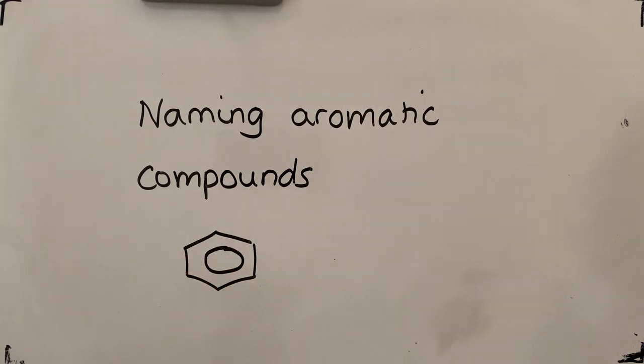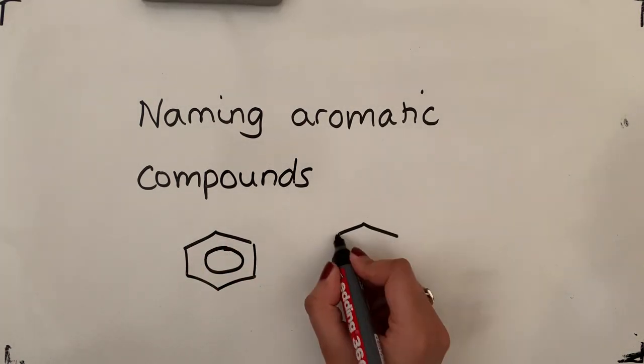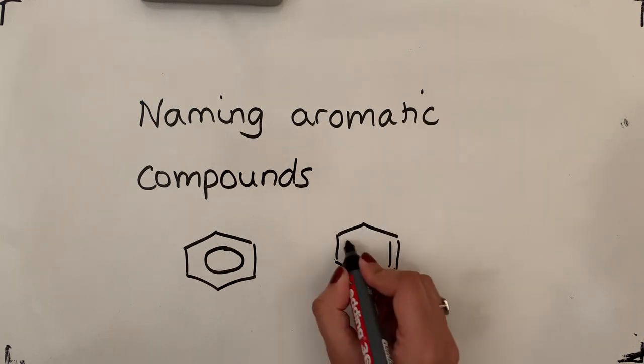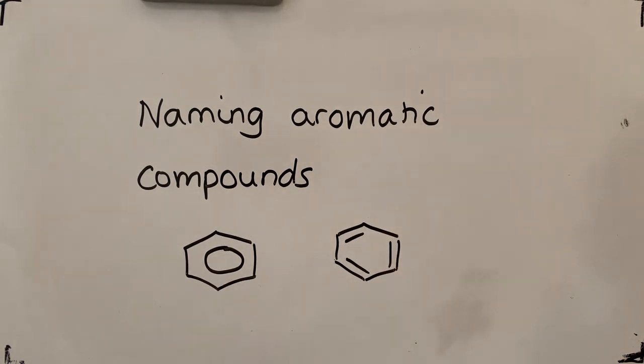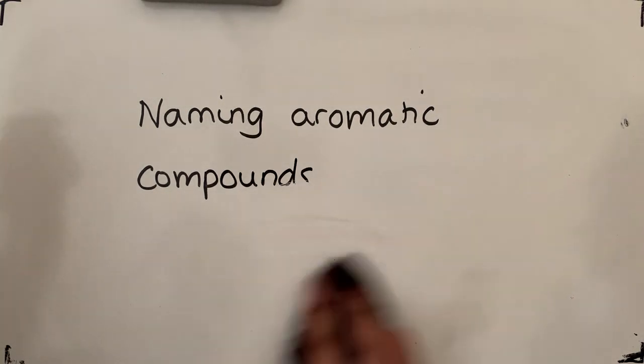That's just representing the delocalized model. You can also draw Kekulé's benzene with the alternating double and single bonds. Both are acceptable. So anything that contains a benzene ring is classed as an aromatic compound. So this is the simplest aromatic compound, which is benzene, and therefore is just called benzene.